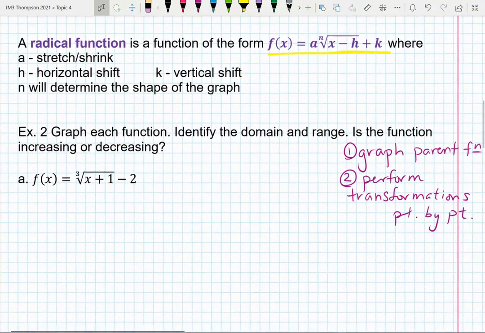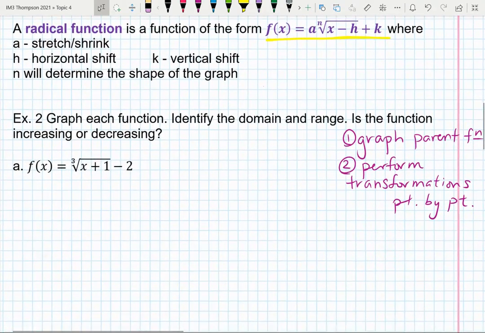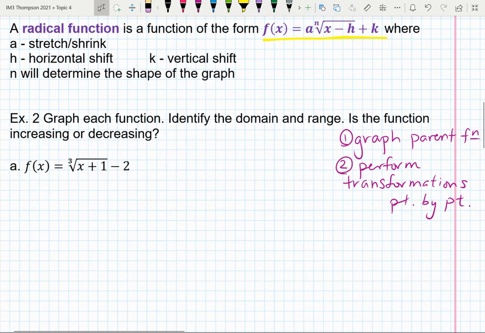So we're going to graph using transformations. And then in example 3, we're going to name transformations.